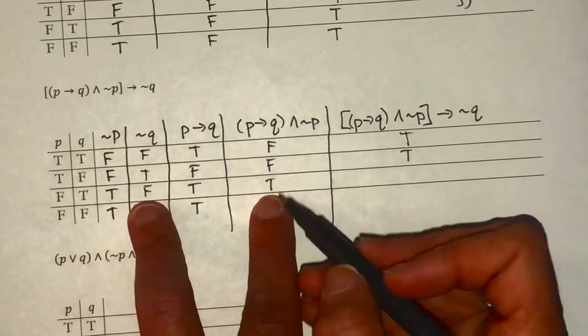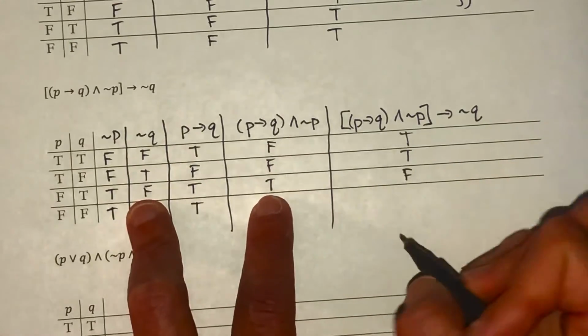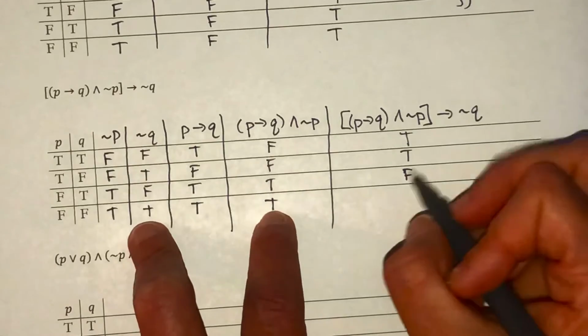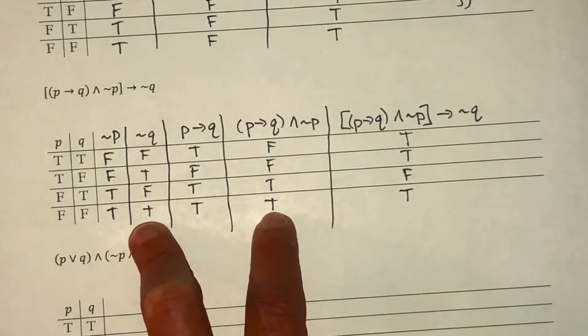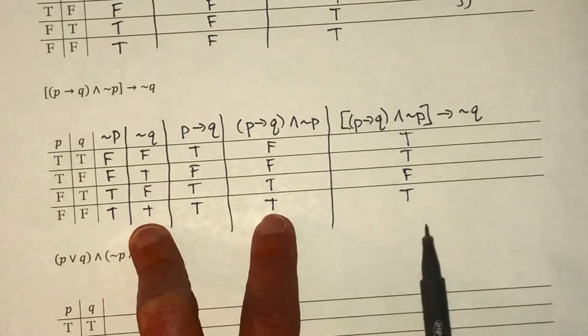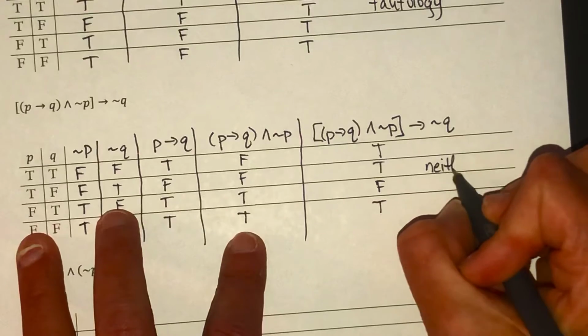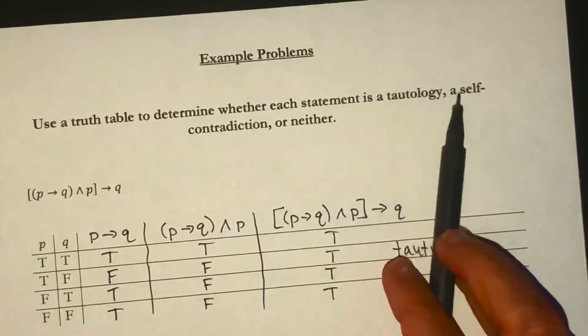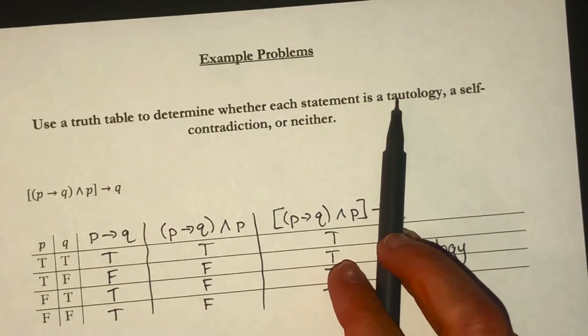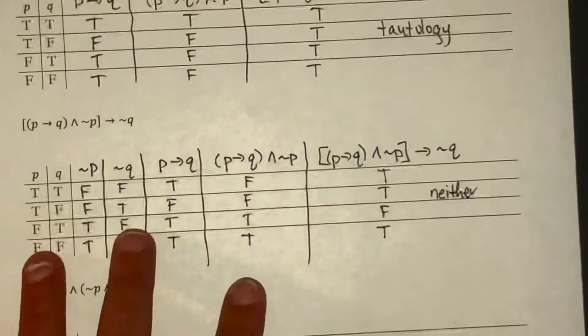Now I need to double check these. If true, then false. That one is false. If true, then true. That one is true. So since this is a mixture of true and false in our final column, this would be neither. It is not a tautology because it's not always true. It is not a self-contradiction because it's not always false. I have some sort of mix, so it's neither.